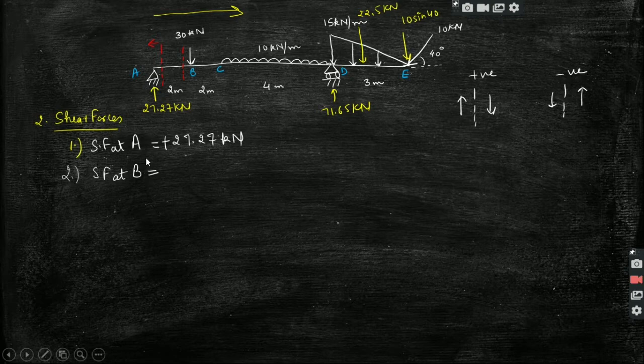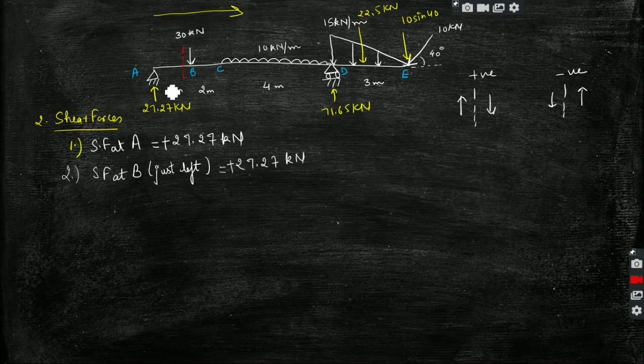When I am calculating shear force at B, just left, I'm taking just left. Again, when we look at the back side of this section, we have only one force which is 27.27, and so this will remain the same, right? So at the left there will be no change.